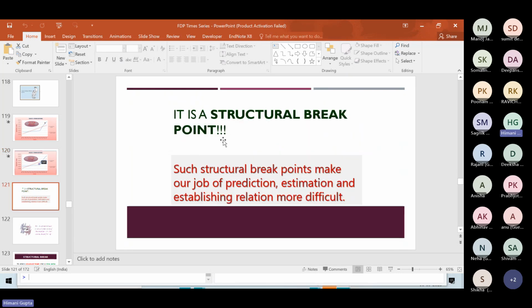So I can say that it is a structural point. What do you mean by a structural point? Such structural breakpoints make our job of prediction, whether I am doing prediction, making an estimation, or studying a relationship, difficult.